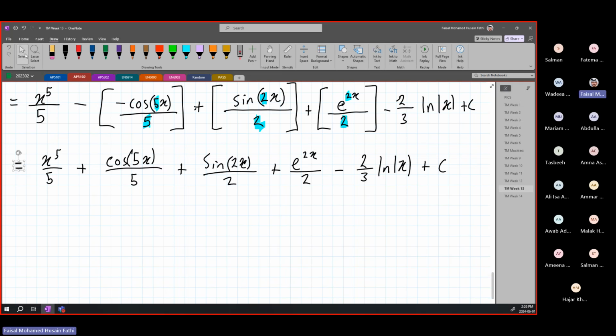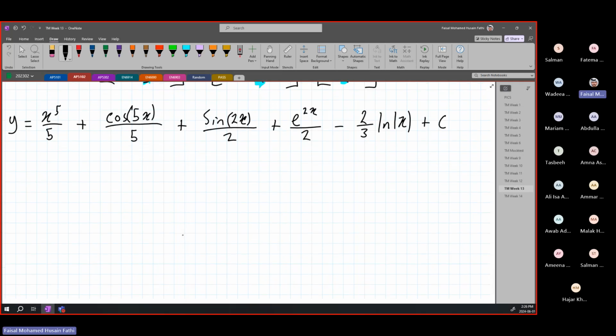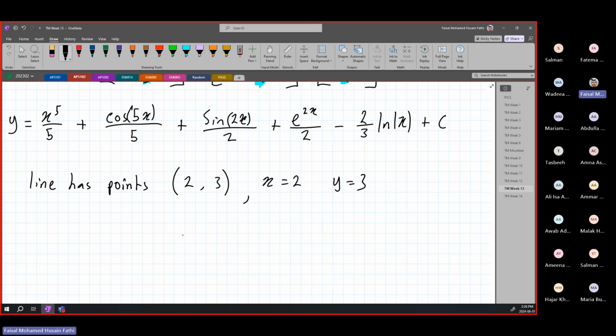So here we will know that this is Y, all right? For example, they're going to give you a value for x and y. They're going to say that, for example, the line or point has points such as 2, for example, and 3, for example, all right? Or they will say x is equal to 2 and y is equal to 3, all right? This is the same meaning. Or they might mention it as y of 2 is equal to 3.